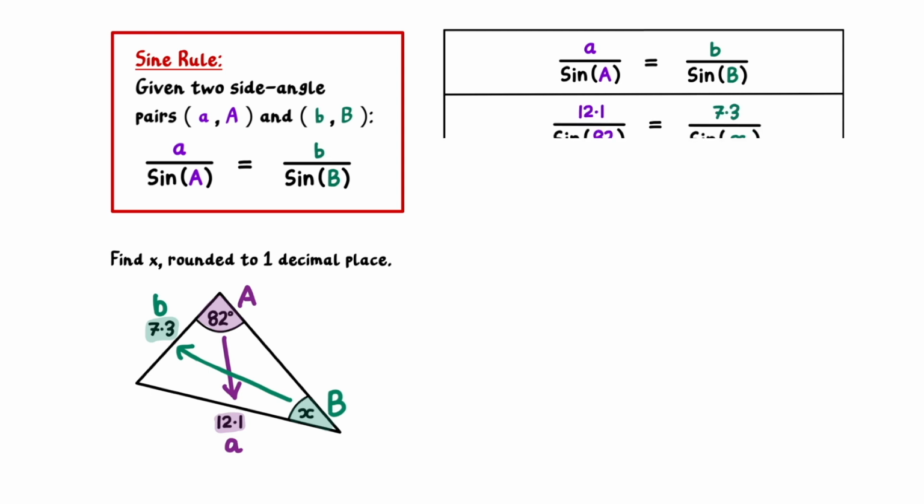Putting these values into the statement of the sine rule tells us that 12.1 over sine of 82 equals 7.3 over sine of x. This equation is a bit more difficult to solve. The first issue is that the x appears beneath the line in a fraction. A nice trick to get it out of here is to flip both sides of the equation.